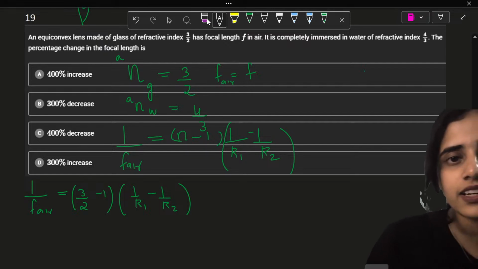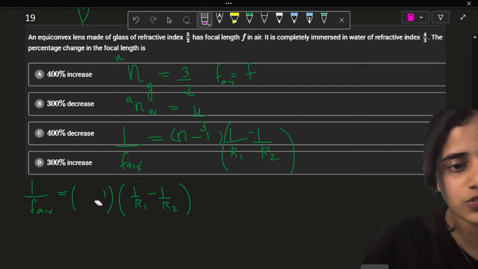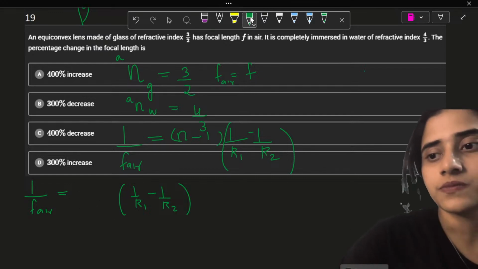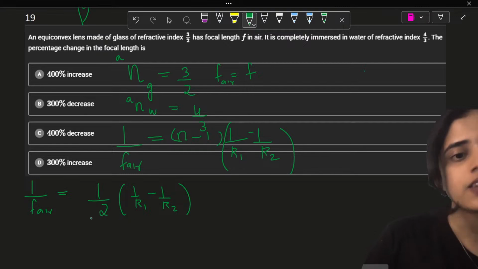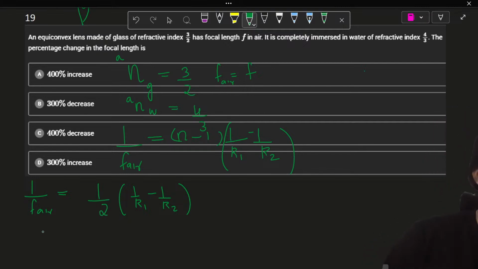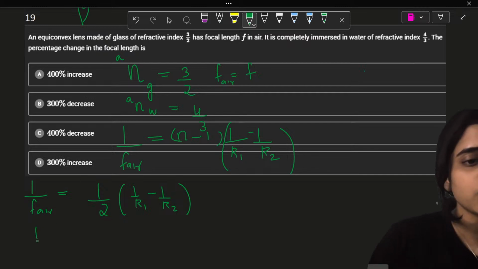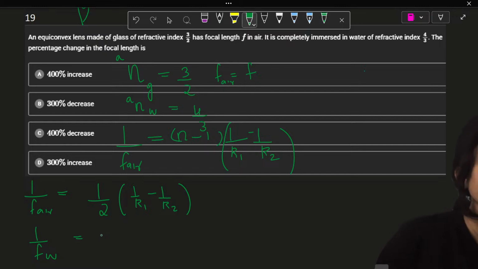So I will write it here itself. Let's just not waste space. So this will be 1 by 2, 3 by 2 minus 1, 1 by 2. Next, 1 by f of air is this much. Now this lens is now going to be immersed in water. So 1 by f of water will be how much?